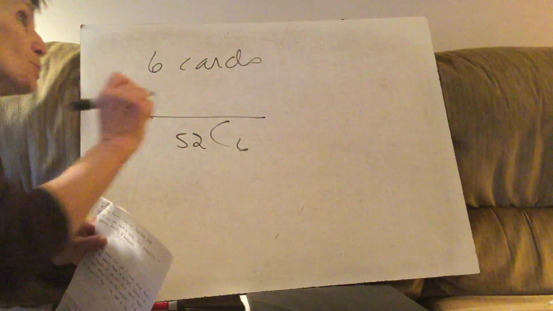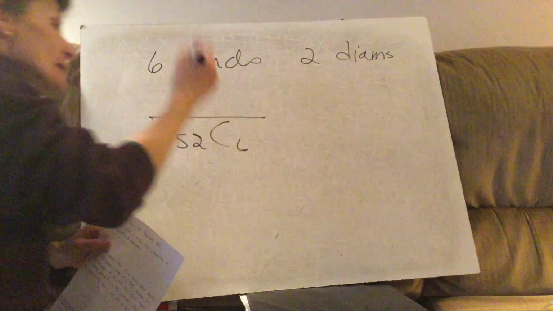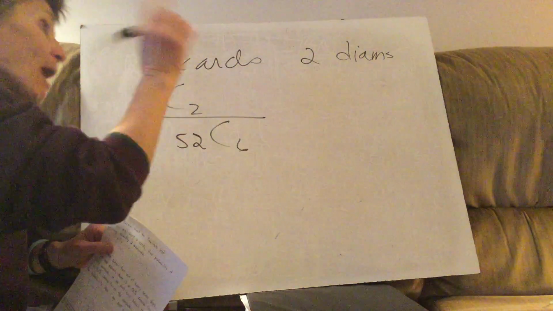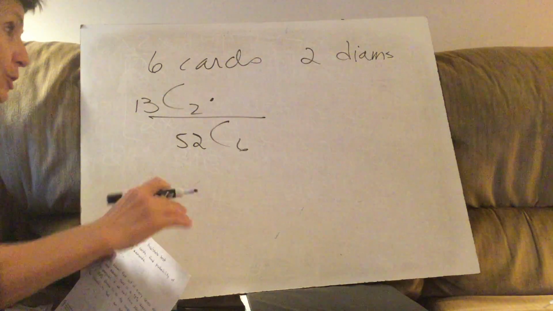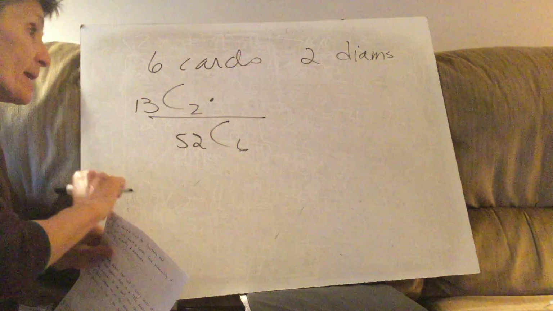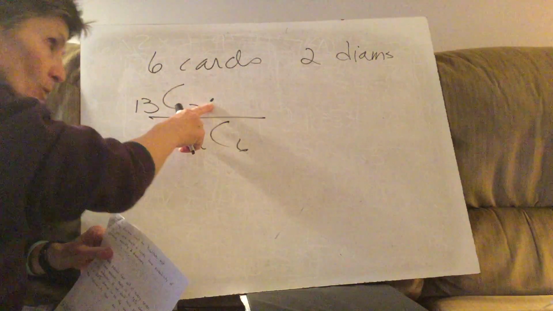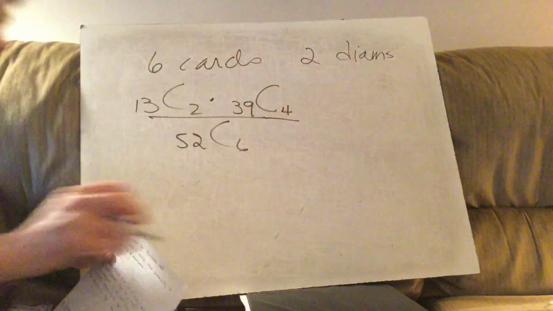Now we want exactly 2 diamonds. There are 13 diamonds and I'm going to pick 2 of them. However, I must pick 4 more cards. This is a 6-card hand. 2 are diamonds, and multiply, 4 of them are not diamonds.